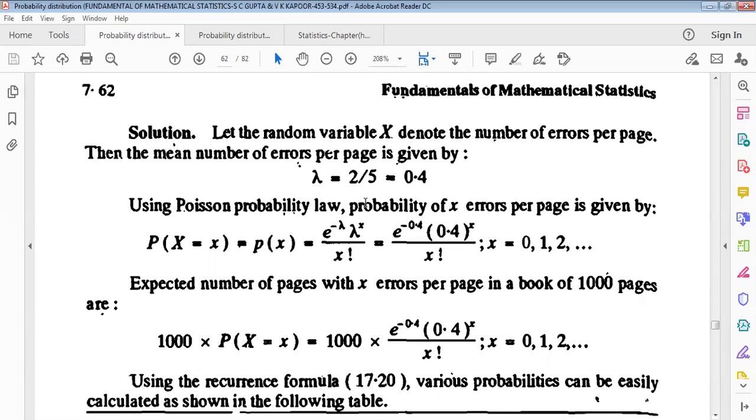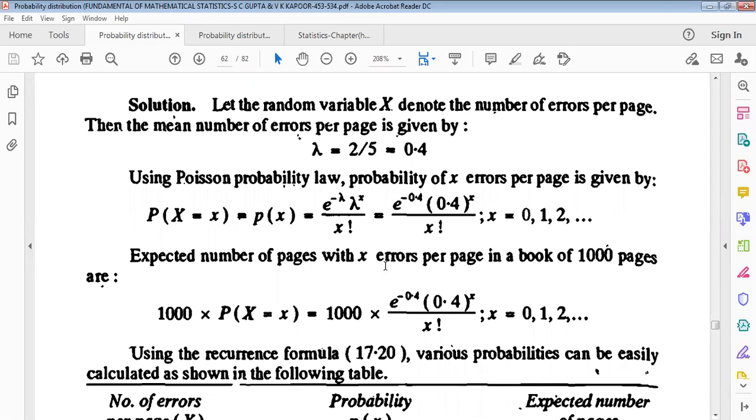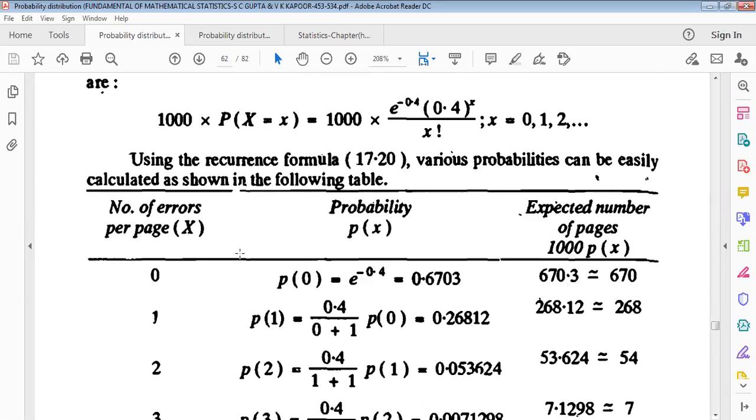Now using the probability density function for the Poisson distribution, P of x will be e to the power minus lambda, lambda to the power x, divided by x factorial, putting lambda equals 0.4 here. This gives the expected number of pages with x errors per page. If we want the number for 1000 pages, we just multiply by 1000. Understand?